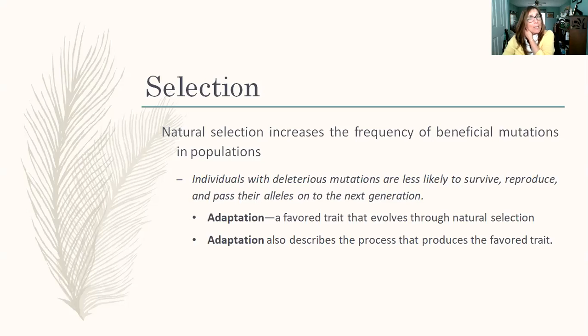When a favored trait evolves through natural selection, we call that favored trait an adaptation. And scientists also use the word adaptation to describe the process that produces the favored trait. So that's a word that you hear a lot in evolutionary talk, that an organism adapted to its environment. And what that means is that through natural selection, a trait evolved that made the organism more fit for its particular environment. Okay, so that's selection.